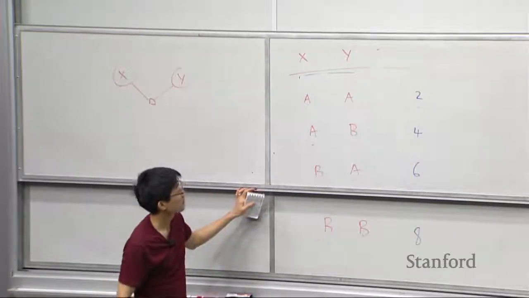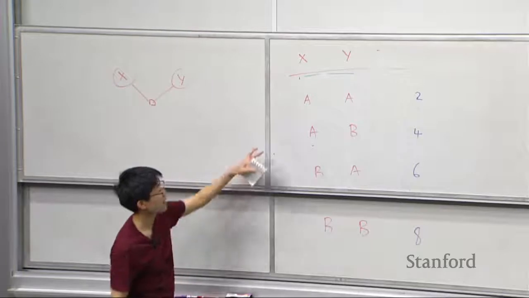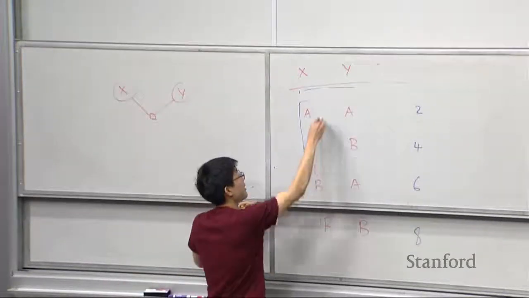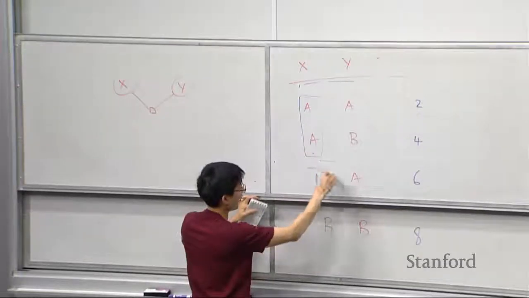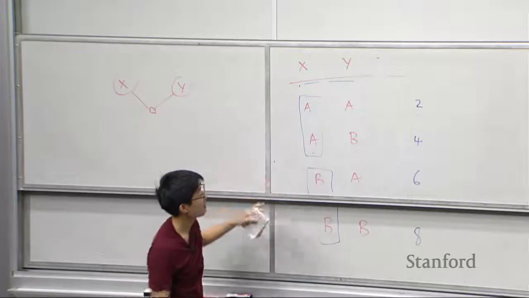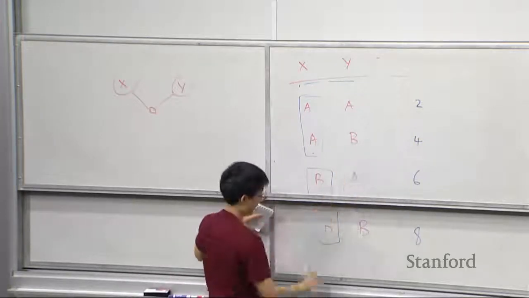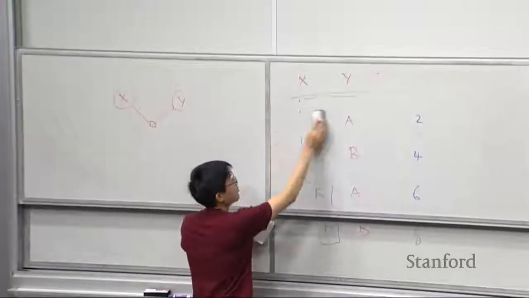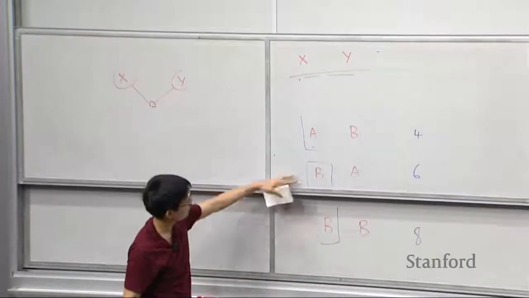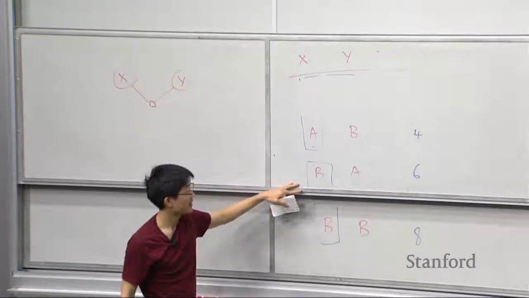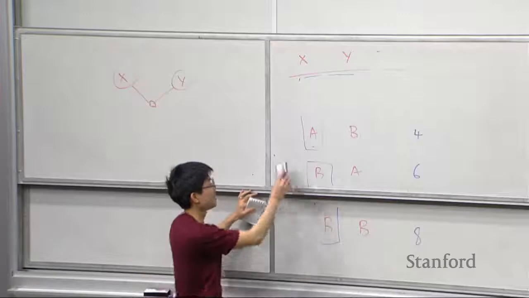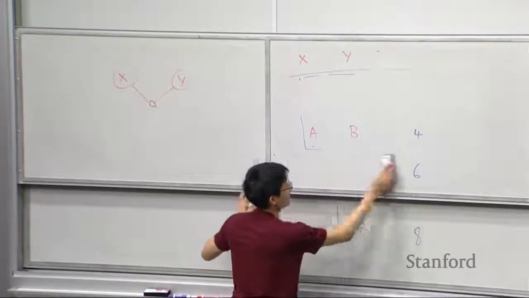So to eliminate y, I need to think about the different values that x can be. X can be either a, or it can be b, right? So the best value when x is a is when y equals b. So again, I remove this row right here. And now looking at the 2 rows where x equals b, I see that it's better for y to equal b to get 8. So again, I remove this row right here.